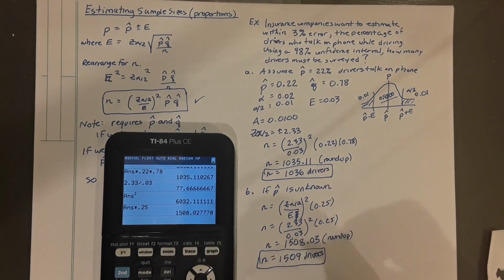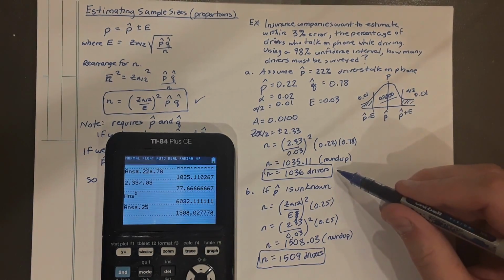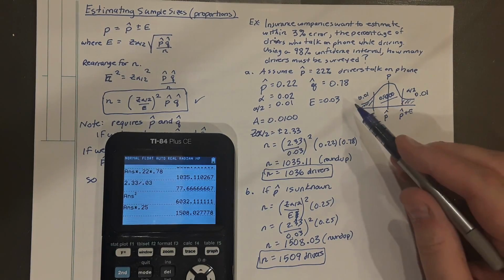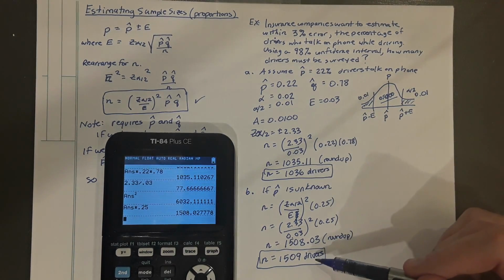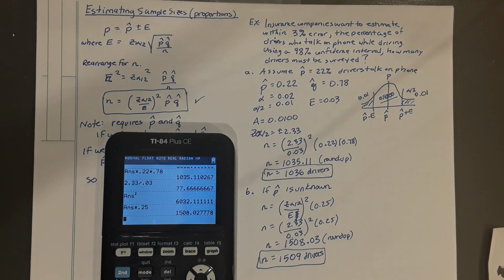So in order to produce a 3% error with a 98% confidence interval, the sample size requirements are 1,036 drivers if we have a measured sample proportion, or minimum 1,509 drivers if we don't have the information about the sample proportion.